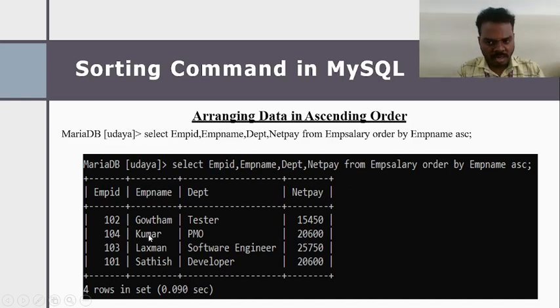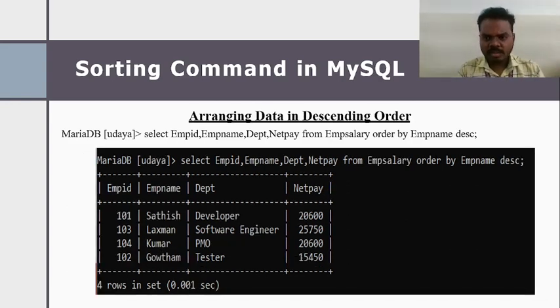If you want to arrange the records in descending order, you need to mention the column name and change the keyword to DESC. Once you change to DESC, it will arrange your records in descending order format. See Satish, Lakshman, Kumar and Gautam, it will automatically arrange your records in descending order. Okay, this is all about how to sort your data.